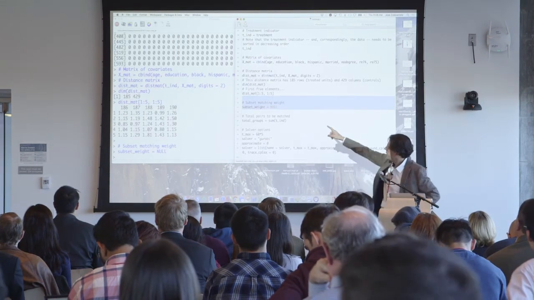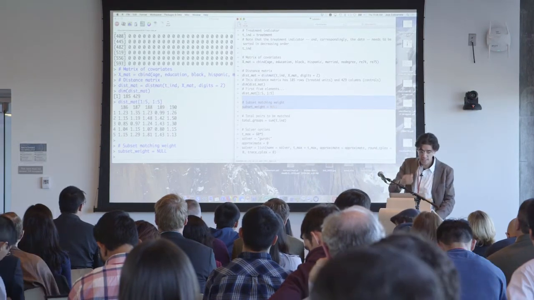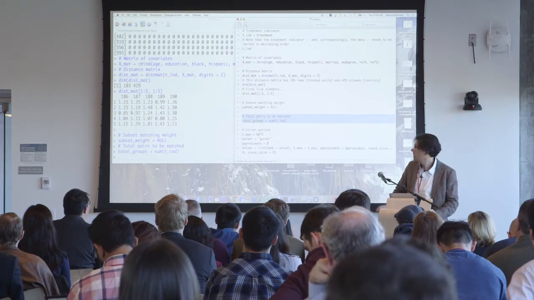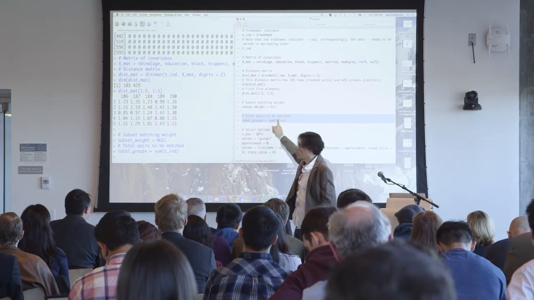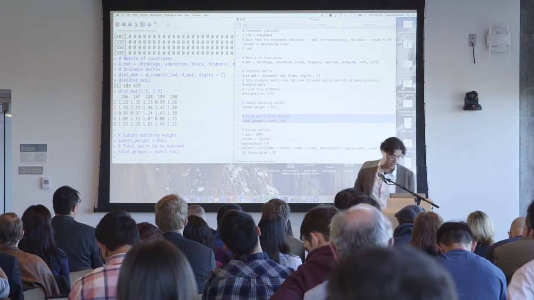This parameter here allows us to drop some of the treated observations. As you were suggesting before, here we're going to match all the treated subjects. So I'm going to force the total number of pairs to be equal to all the treated subjects. I'm not going to drop any treated observations.